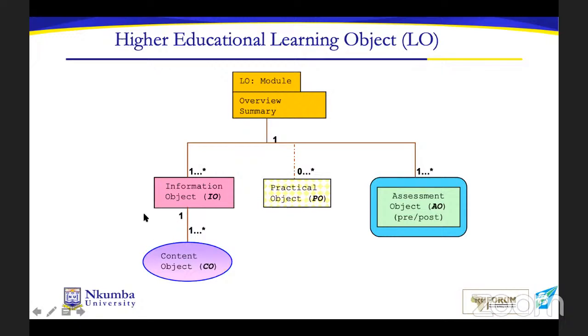You may have so many information objects here, but they don't require any practical. And then you have 0. You may have so many information objects and you have just only one assessment. Or each information object, you are tagging an assessment onto it, and also the overall summative assessment, which is the exam.